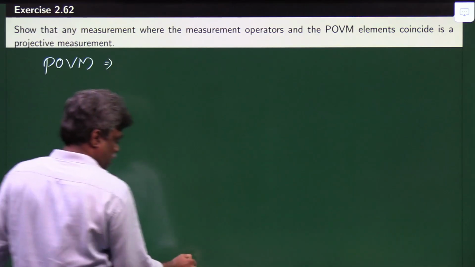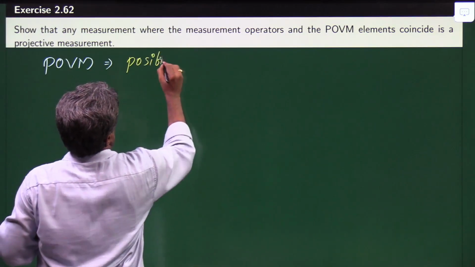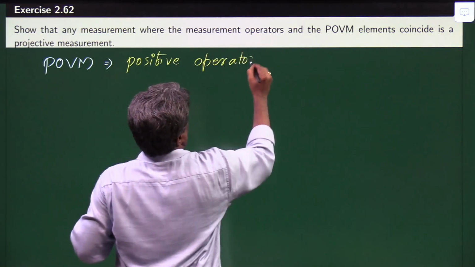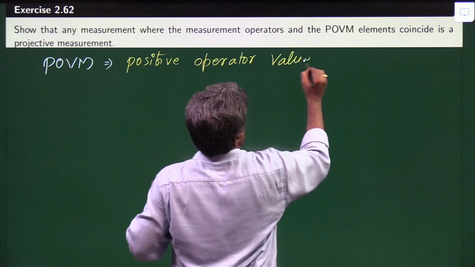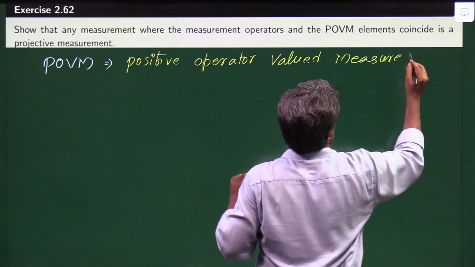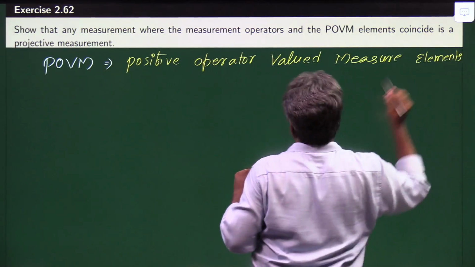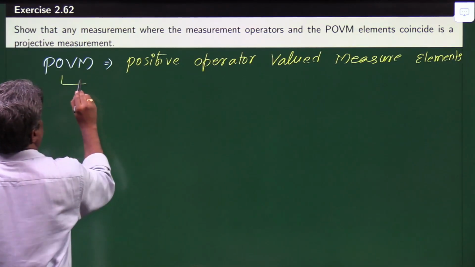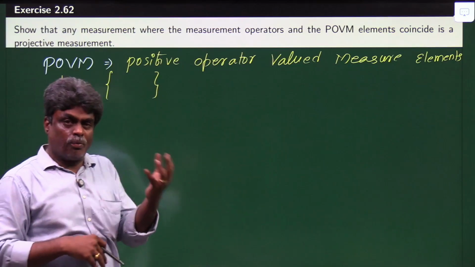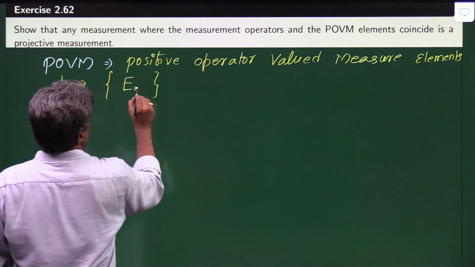This is nothing but positive operator valued measurement, or measure elements. So this is the set of elements. Here it is represented by, let us suppose this is the set of a positive operator valued measurement, which can be written as, let us say, EM.